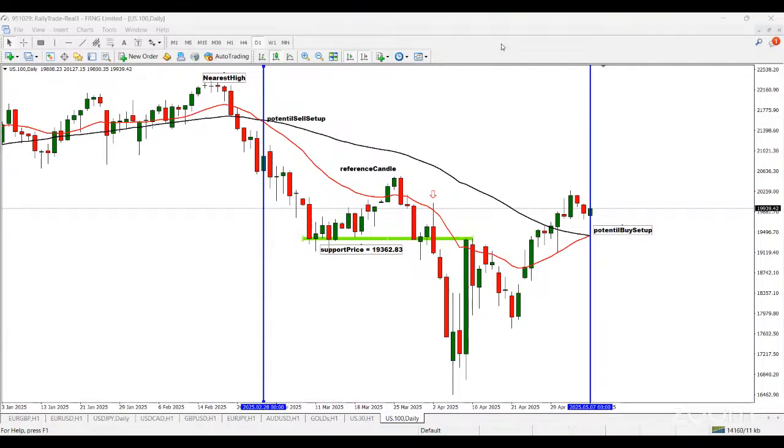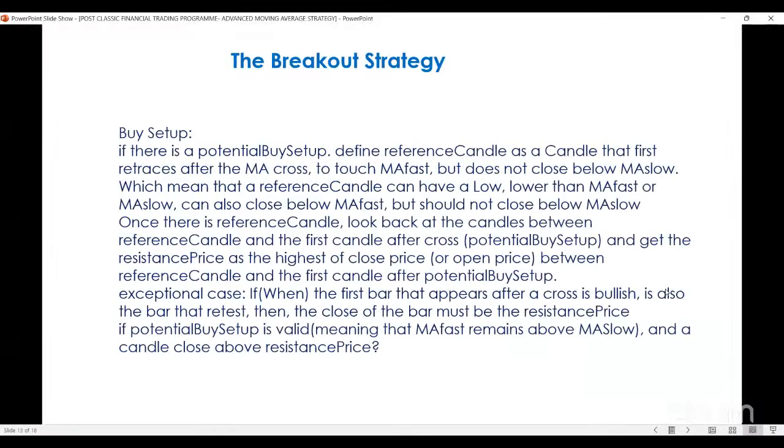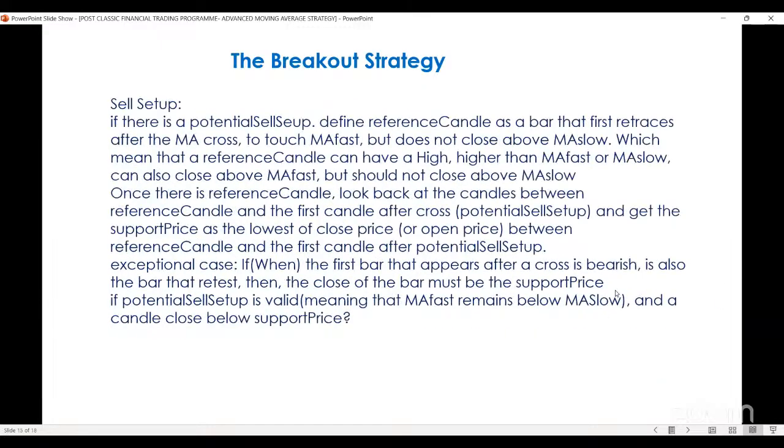Now, if we go back to that conversation right here, you will see that I also have something called buy setup here. So you can also take a picture of this if you don't have time to go to YouTube. Let me see if I can go to a sell setup. Yeah. So for a sell setup, define the reference candle as a bar that first retraces after the moving average cross and touches the fast moving average. Everything I wrote here is what I've explained already, but it does not close above the MA slope.